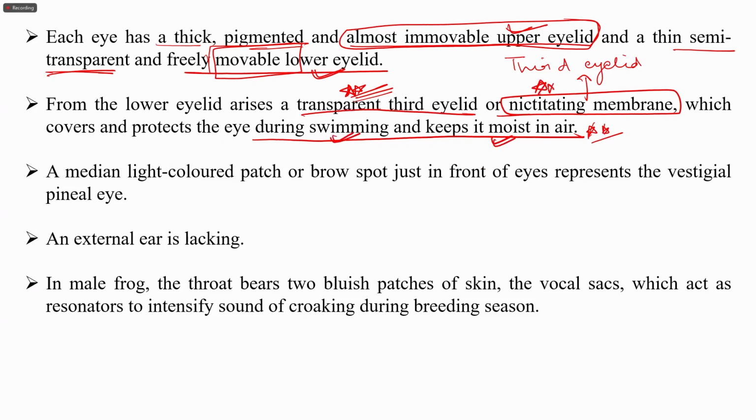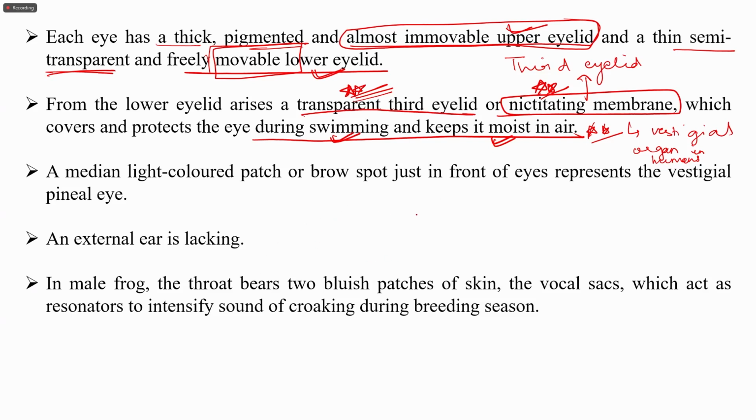This is very important. Why am I saying it is important? Because the nictitating membrane is a vestigial organ in humans. It is present in humans, but it is of no use, and therefore it is a very reduced structure in humans. So that is a vestigial organ, while in frogs it plays an important role. The third eyelid, the nictitating membrane, covers and protects the eye during swimming.